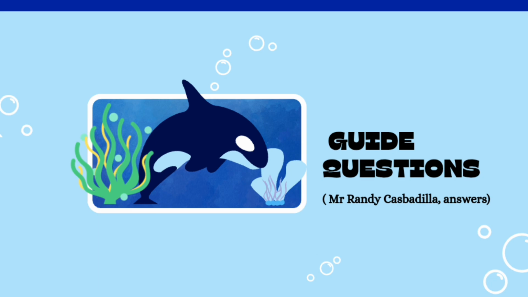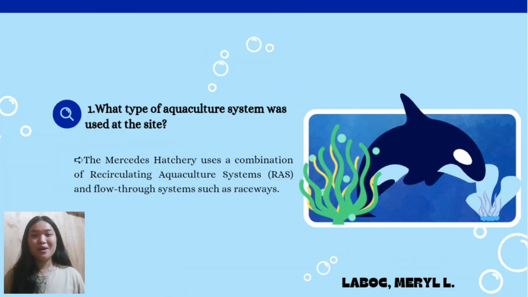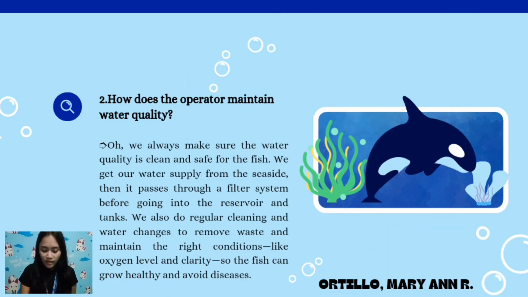Guide questions. What type of aquaculture system was used at the site? The Mercedes Hatchery uses a combination of recirculating aquaculture system or RAS and flow through systems such as raceways. How does the operator maintain water quality? According to Mr. Randy Casbandelio, we always make sure the water quality is clean and safe for the fish.